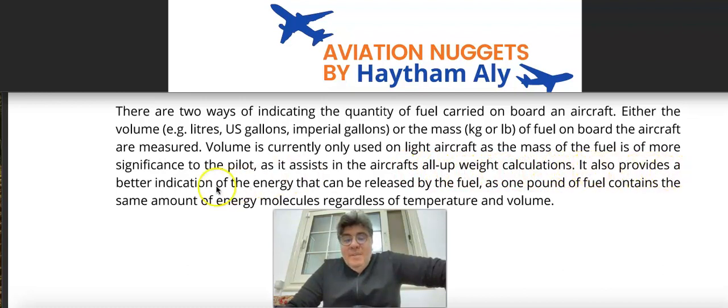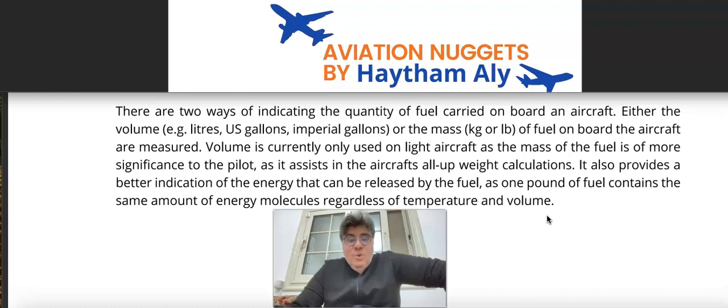It also provides a better indication of the energy that can be released by the fuel, as one pound of fuel contains the same amount of energy regardless of temperature and volume. Also, when the aircraft makes maneuvers, this will affect the calculation of fuel volume, but the mass is still accurate. It will not be impacted by maneuvers when the aircraft flies, during flight.